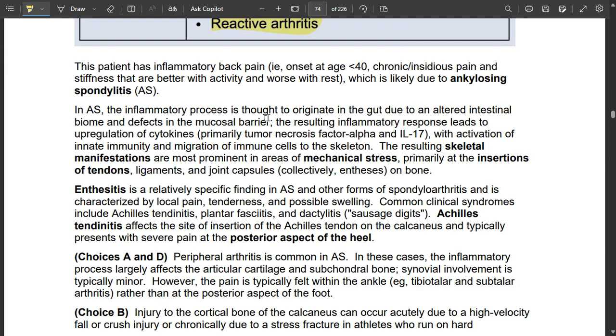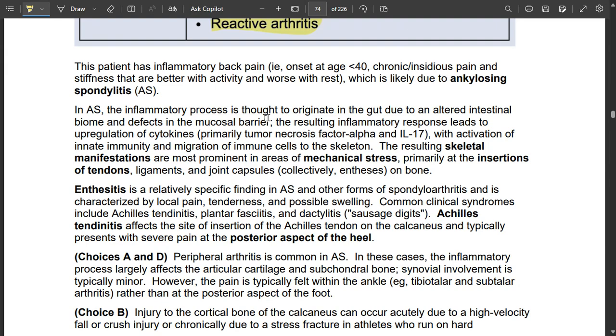In AS, the inflammatory process is thought to originate in the gut due to an altered intestinal biome. So ankylosing spondylitis occurs because of an altered intestinal biome and defects in the mucosal barrier. And the resulting inflammatory response leads to upregulation of cytokines, primarily TNF alpha and interleukin 17, in ankylosing spondylitis.